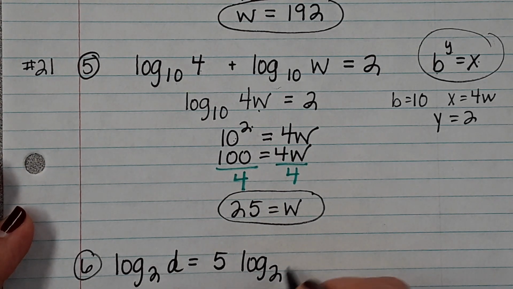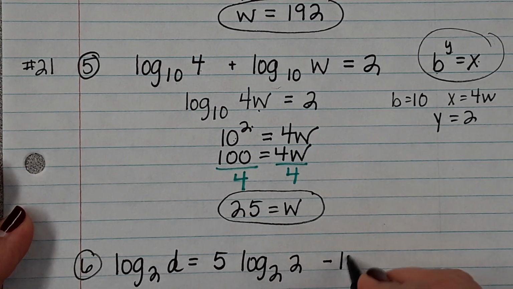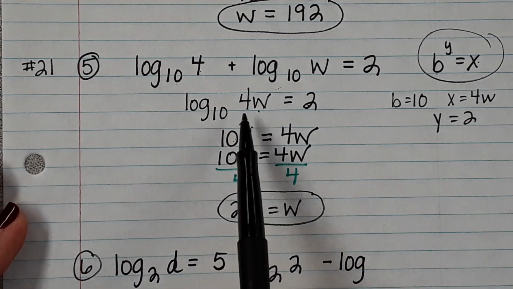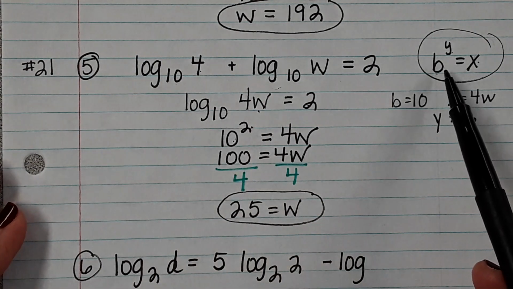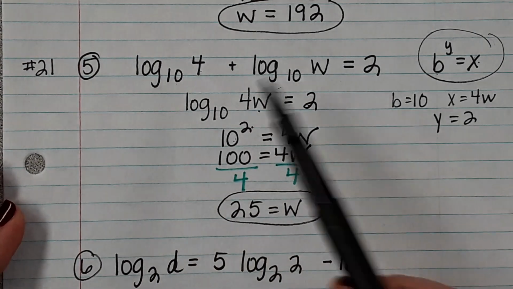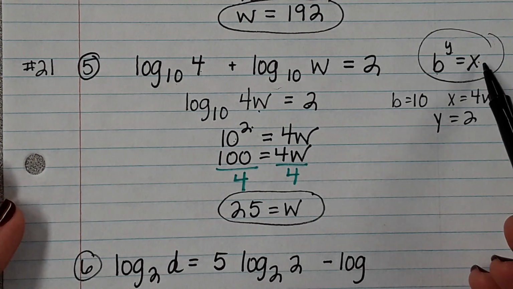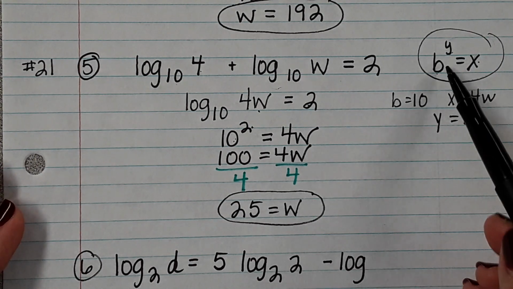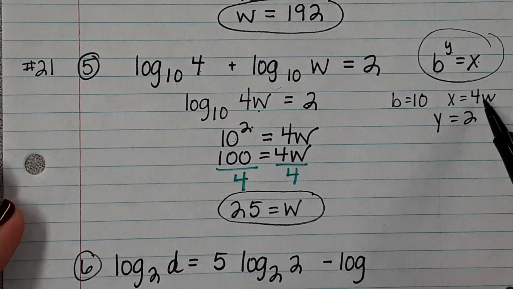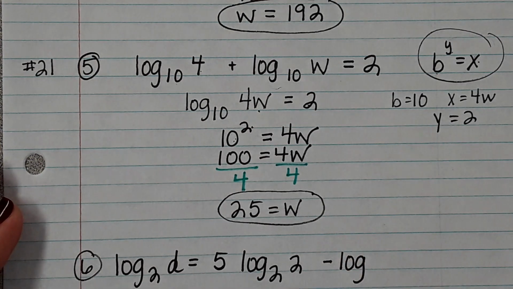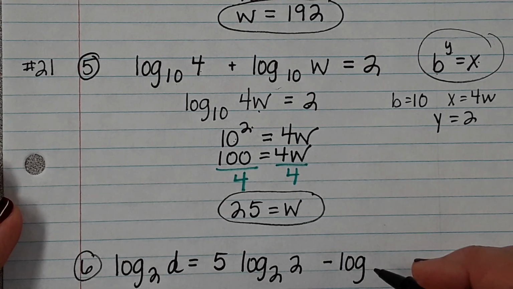Because when I wrote it, because log is only on one side, you write it in exponential form. So we go back to b to the y equals x. And b, our base, is 10. Our x is 4W, and then y is 2. So we're going back to what we were doing at the beginning of this unit.